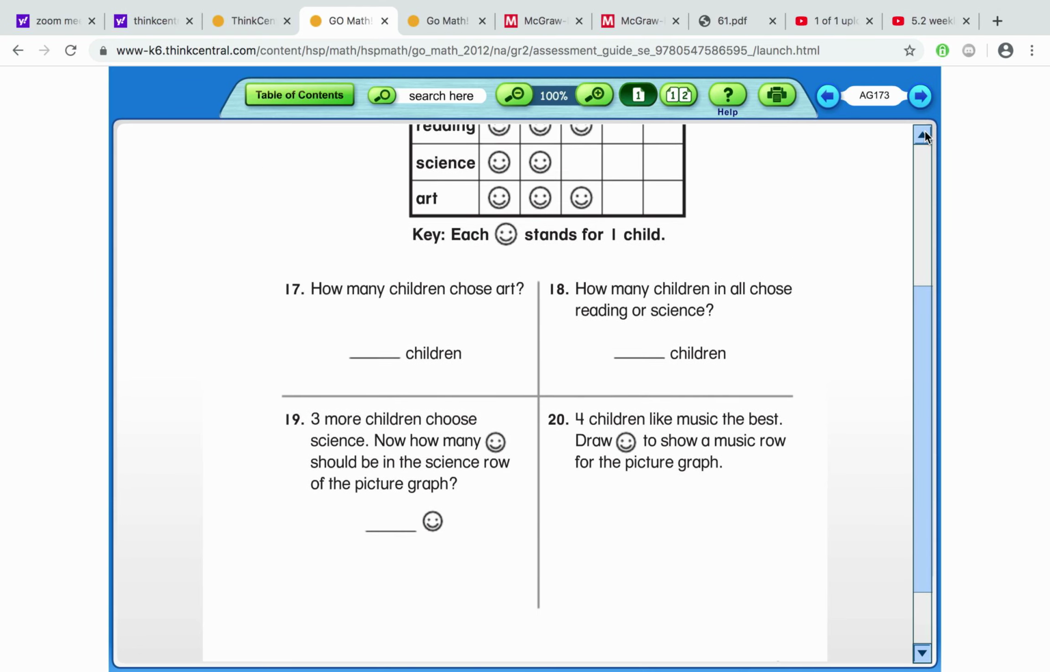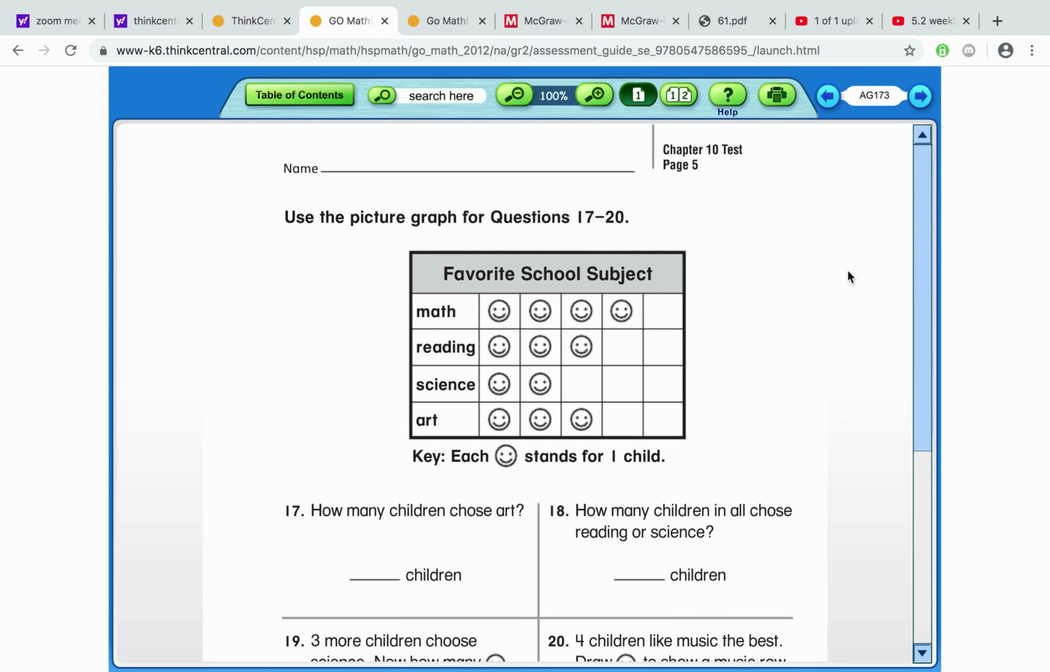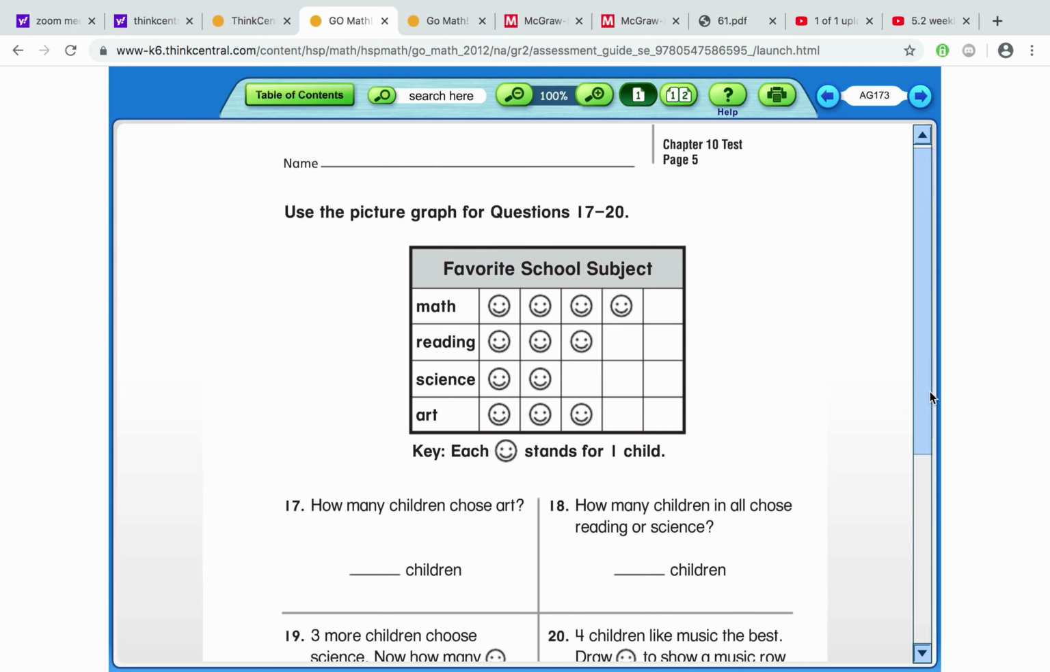Moving on. This is a picture graph. We've done one of these already. This is all about your favorite school subject. So math, reading, science, and art. The key says that each smile face stands for 1 child.